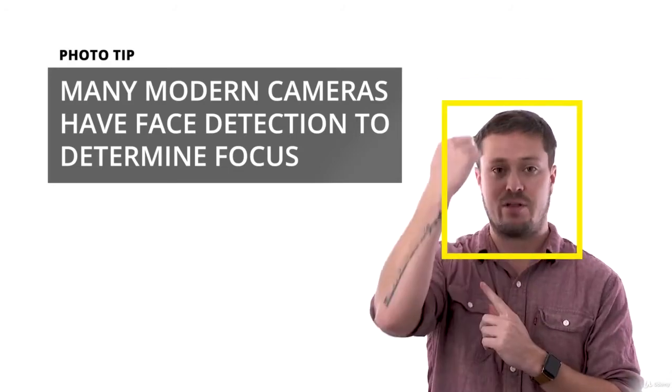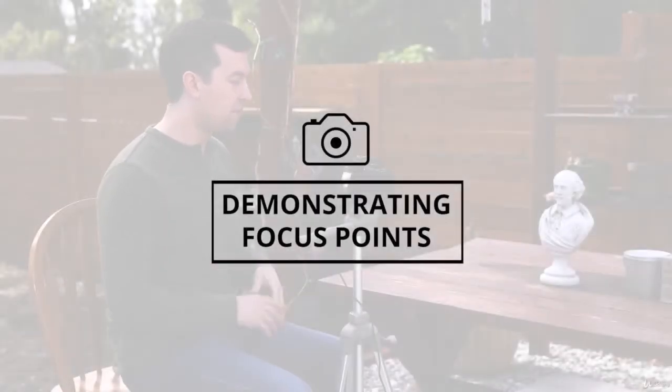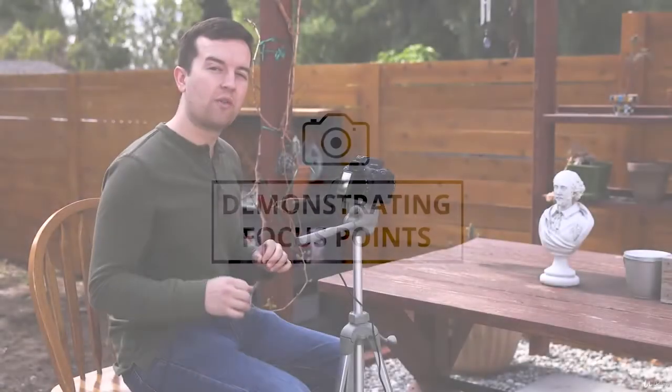Some cameras even have face detection now, where it will automatically try to focus on any faces in the frame. You can see this sometimes with a yellow box around certain faces. Remember though, these options aren't available for all cameras, so do a quick Google search to see what options your camera has specifically.